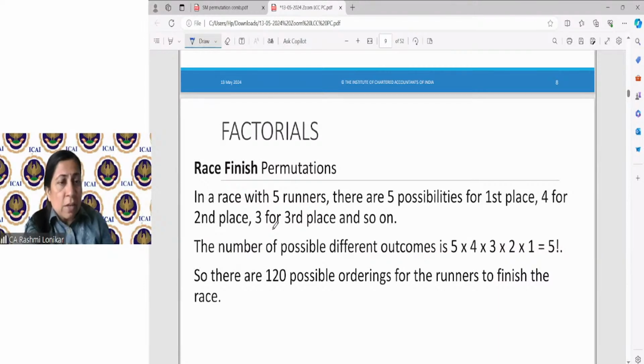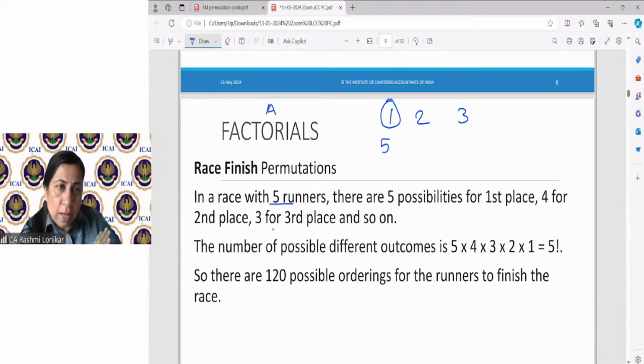In a race, if there are 5 runners, positions are 1, 2, and 3. This is the first person who is going to come first, second, and third. How many people can come first? All 5 of them have equal chance when they are starting. Then one person will come first. So the person who has come first, can he come second? No. So that place is already booked.